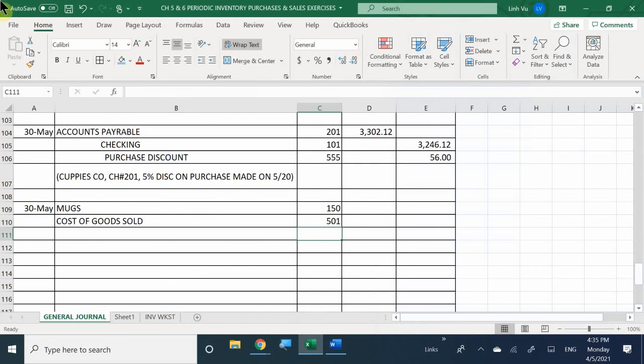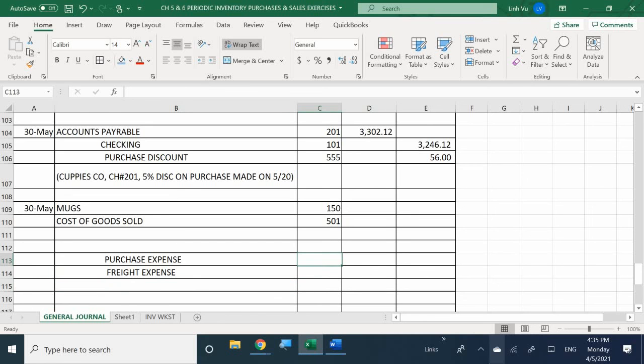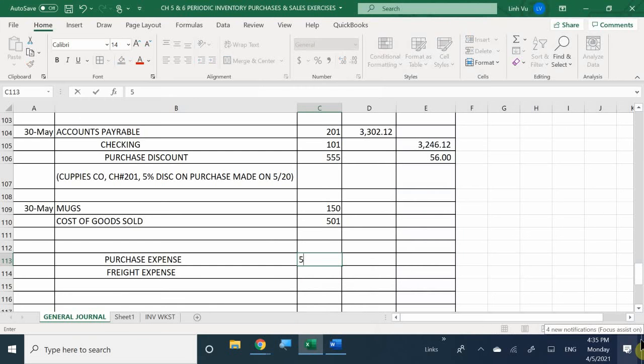Okay. What else do we need to recognize? Purchase expense. Purchase expense, freight expense, okay? See, purchase expense was account 551 and freight was 511. 551 and 511. Okay?